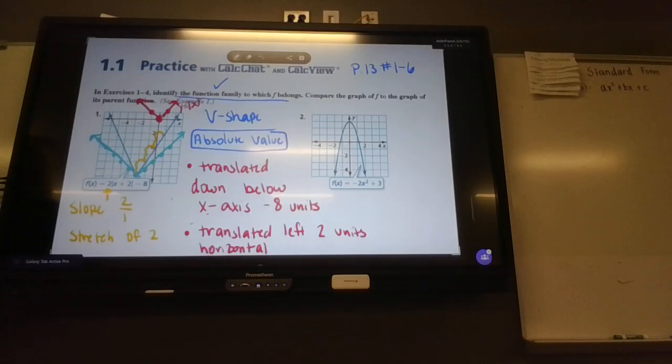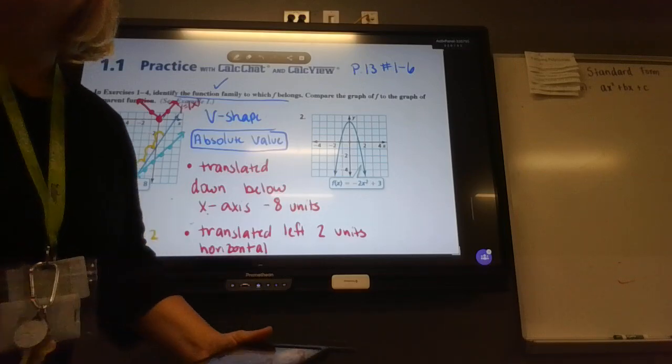So you guys are trying this on all 6 of these, okay? You have legitimate homework. You have an assignment. Read them. Try to identify the changes from the parent function. That one you just have to write the family. You don't have to identify the table. Very good job.